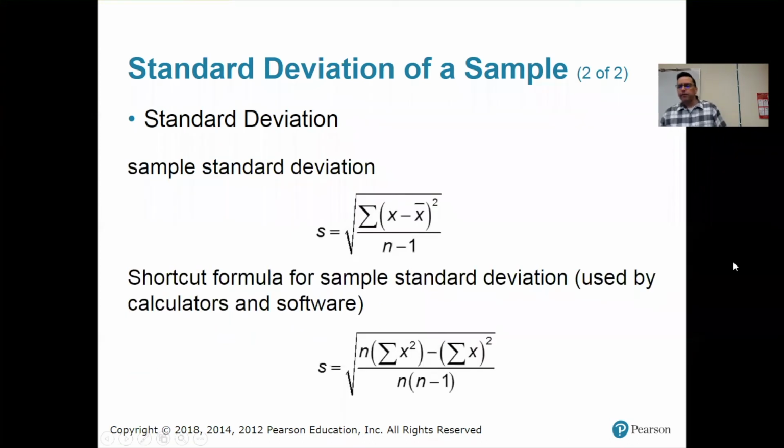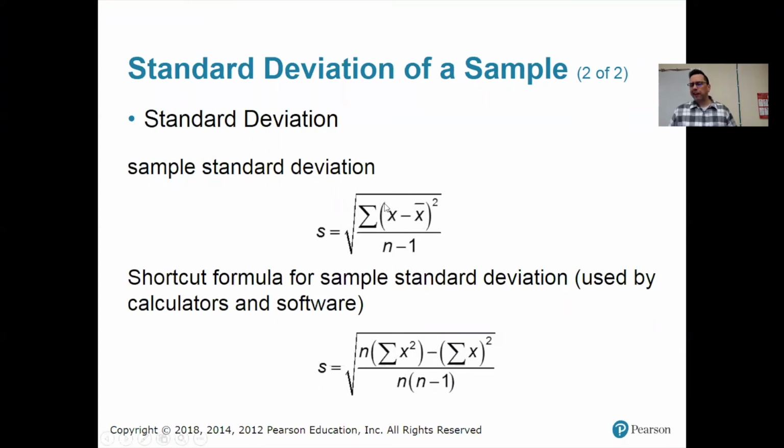Okay. So here are your formulas for standard deviation. Both of these formulas give you the same thing. In the first example, I'm going to use this first formula. But then, believe it or not, even though the second formula looks more complicated, it's actually a little easier to use. So we'll show you what that looks like after we do this one.